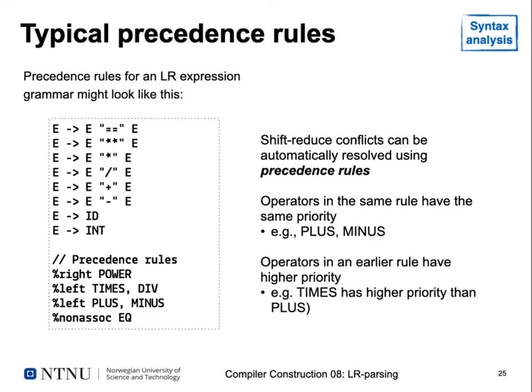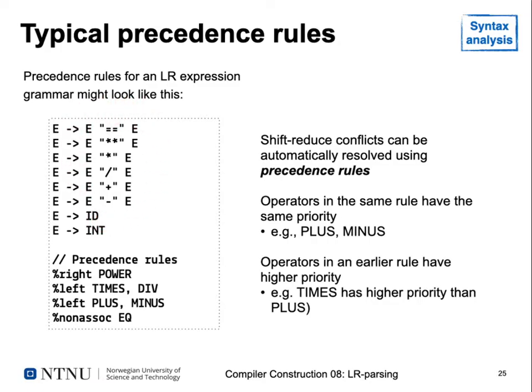So this is an example for typical precedence rules for an LR expression grammar. So we have a grammar like this here. Again, some sort of expression grammar with a comparison operator, an exponentiation operator, and four arithmetic operators. And an expression can also be an identifier or an integer. And of course, you see you have very many conflicts that can show up here.